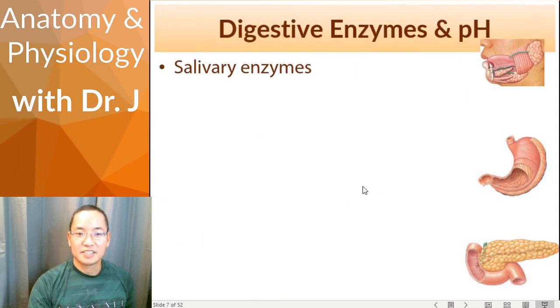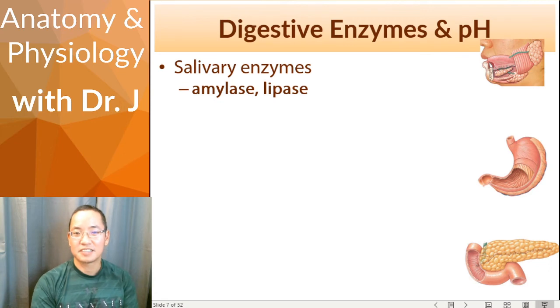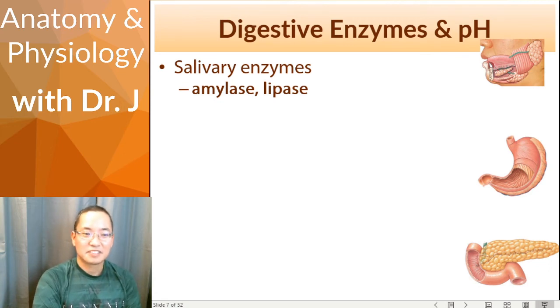So, digestive enzymes and pH. You have salivary enzymes, amylase and lipase. And the thing about your digestive enzymes is, just like you might function better in a very air-conditioned room, or maybe you like to study when it's very, very hot, your enzymes are very similar as well. They have optimal conditions where they function best.